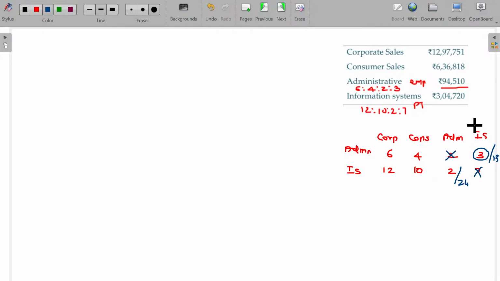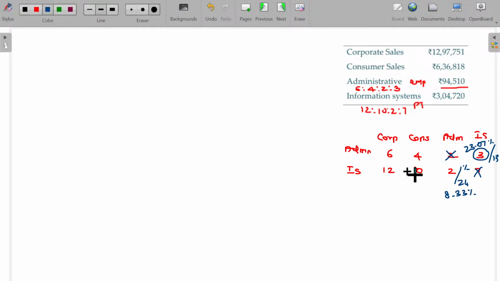Get me in percentage. Support given by admin to IS, what is the percentage? 23.07 percentage. What about IS to admin? 2 by 24 in percentage. 8.3. So from this it is very clear.